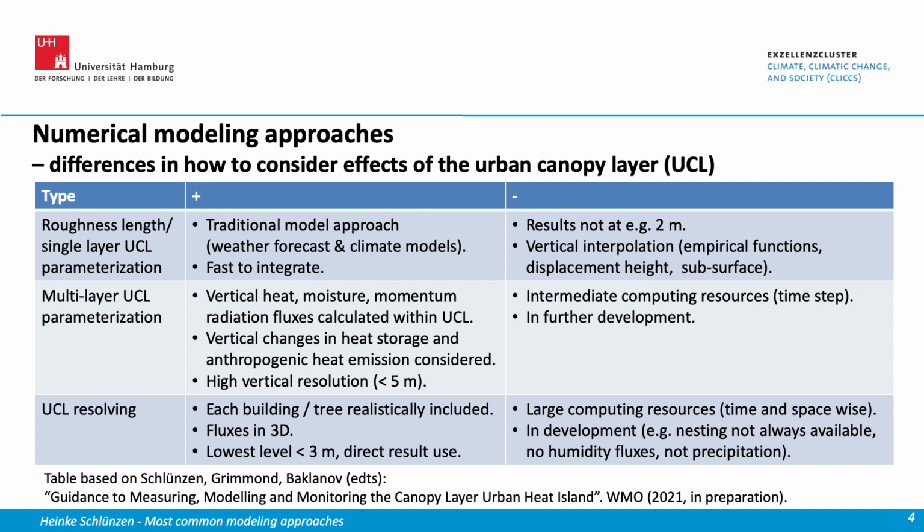The second group of models we should look at are numerical models. There are many types of numerical models, and I picked three groups which differ in the parameterization of the effects of the urban canopy layer. The simplest one is the roughness length or single layer urban canopy layer parameterization. That's the most used model approach. It's used in weather forecast and climate models.